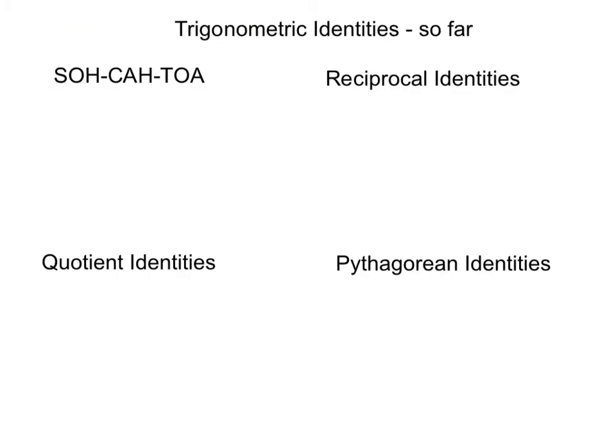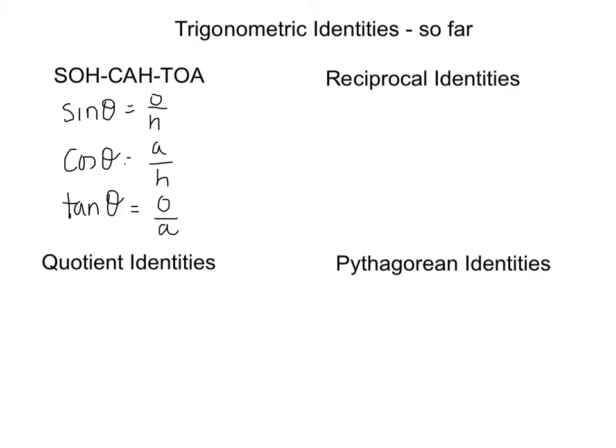Okay, so here's a summary of the identities that we know so far. And these are the main ones, and so these are the ones that you need to remember. But SOHCAHTOA: sine theta is opposite over hypotenuse, and cosine theta is adjacent over hypotenuse, and the tangent of theta is, my goodness, what's up with that? Opposite over adjacent.